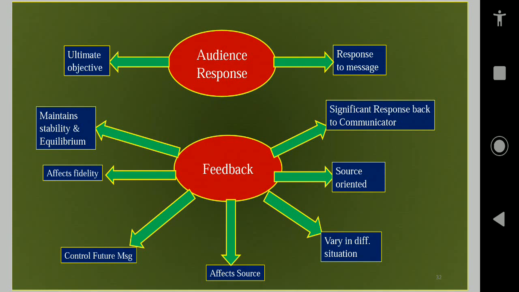Here you can see the characteristics of feedback. It should be source oriented and varies in different communication situations. It affects the source or communicator, exerts control over future messages, affects communication fidelity, and maintains the stability and equilibrium of a communication system.